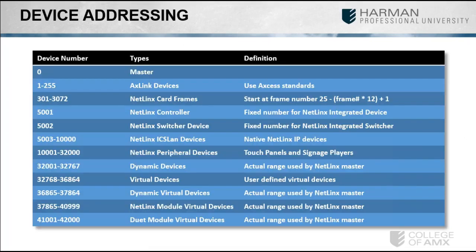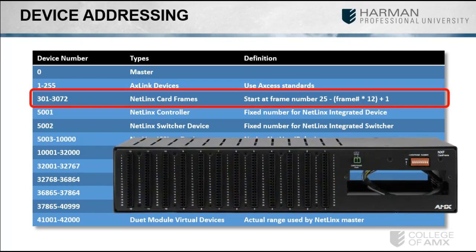After the 1 through 255 range, we skip a few values and come to the NetLinx cards in card frames. While these devices have been discontinued, it is entirely possible you may see these in the field, particularly if working in large-scale installations where card frames were most popular. The valid range reserved for these cards is 301 through 3072. If using any of the NXC cards, each card will be assigned a unique device number in the above range.